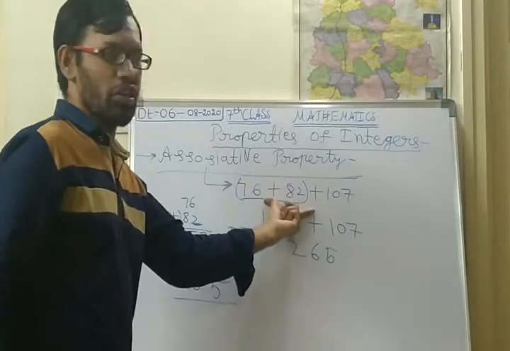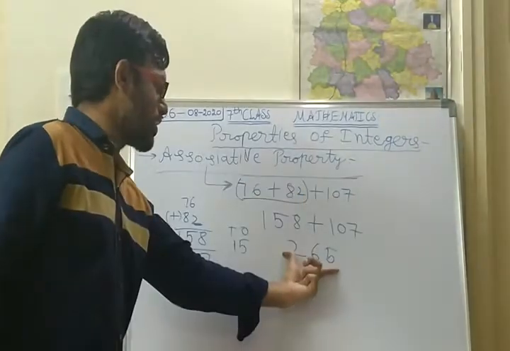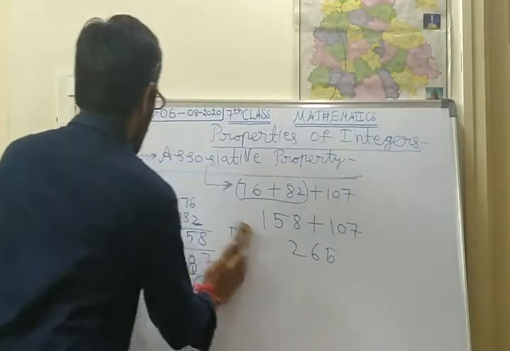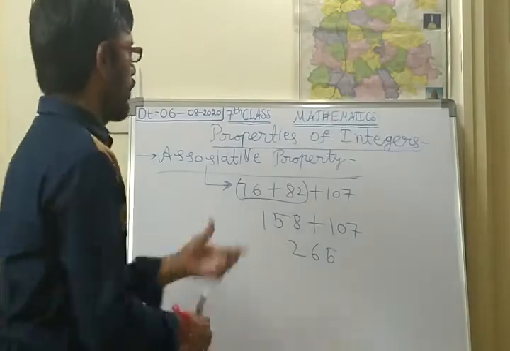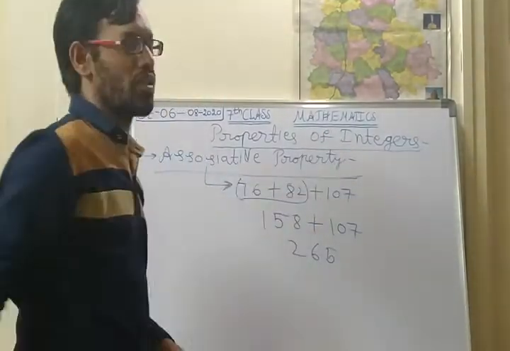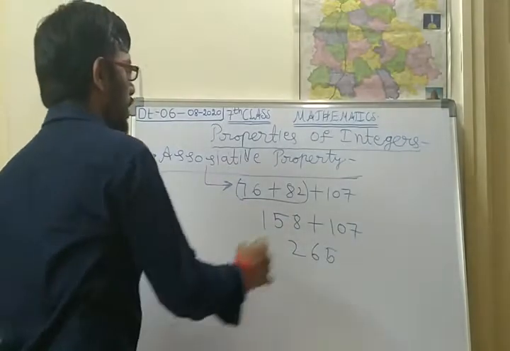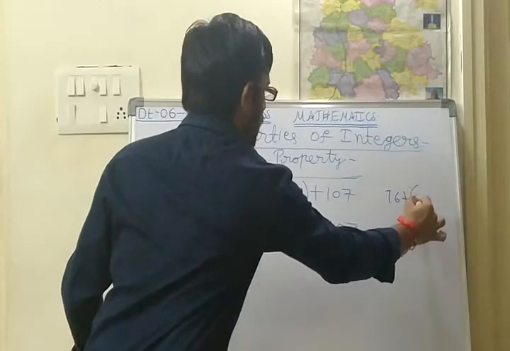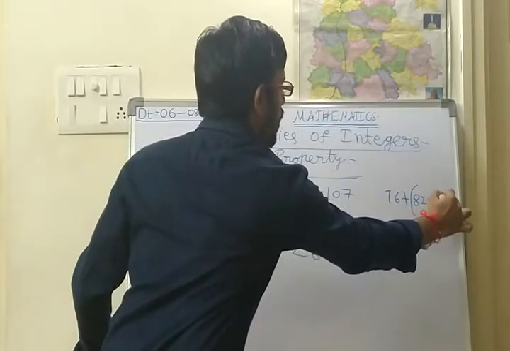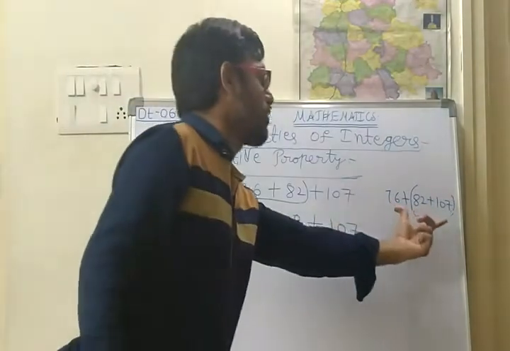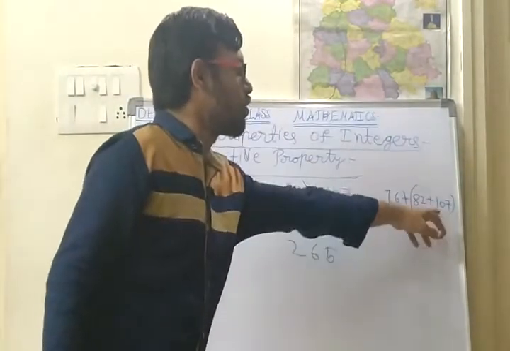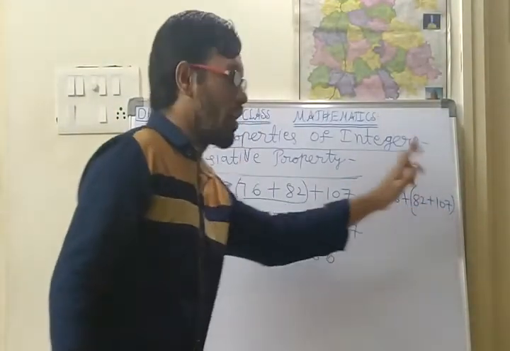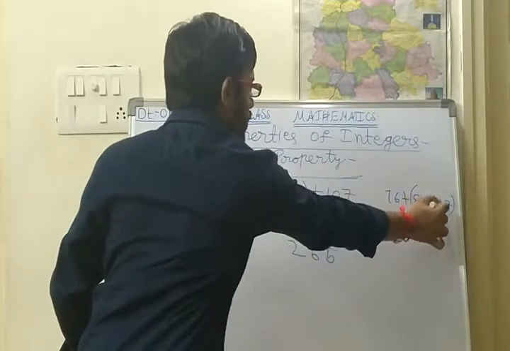So 76 plus 82 plus 107. So what is the result? 265. So like this we have got 265. So suppose we are interchanging these brackets from these 2 numbers to the next 2 numbers. So what will happen? So now see, 76 plus brackets 82 plus 107. So now I am keeping the brackets for 82 plus 107. Now first of all we have to add these 2 numbers.